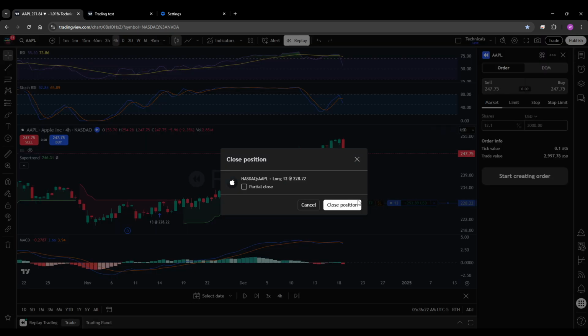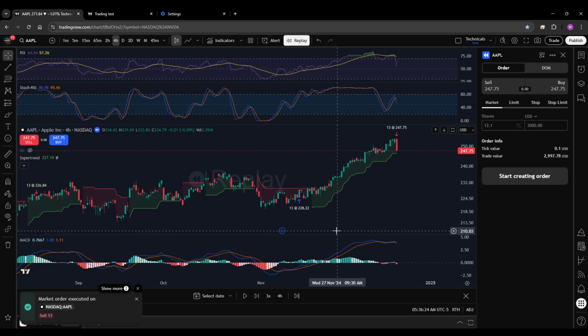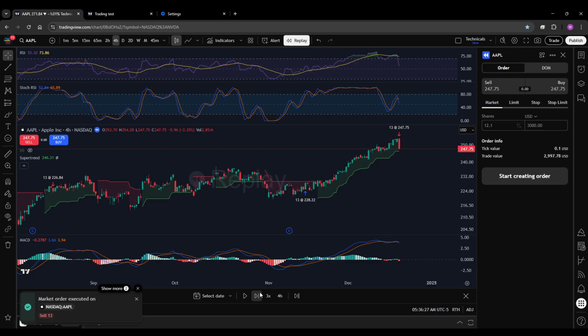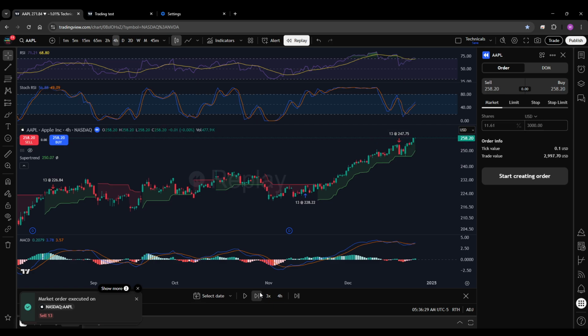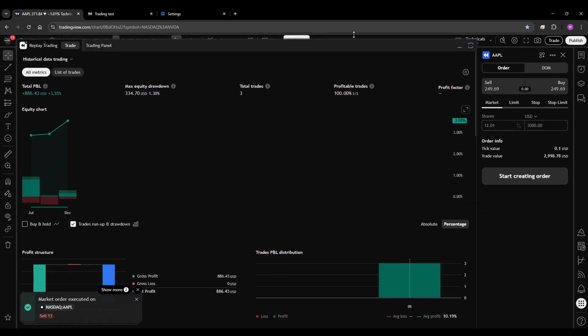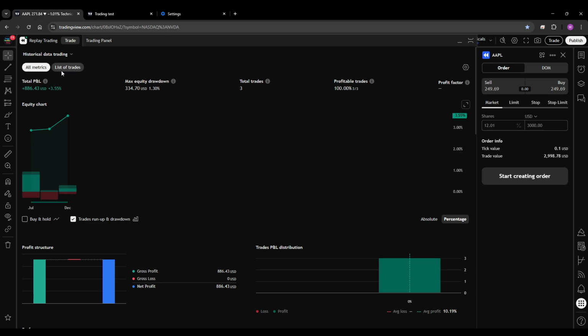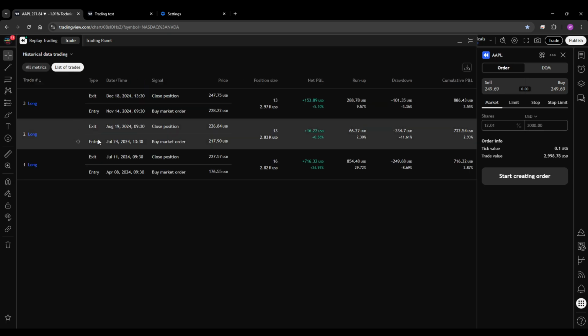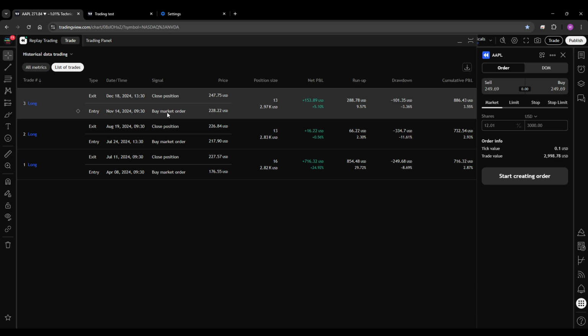So I'm going to sell it here, taking that red candle as a signal to get out. It still kept going, but I think I made a pretty good profit, right? So this would have been entry 228, exit 247.